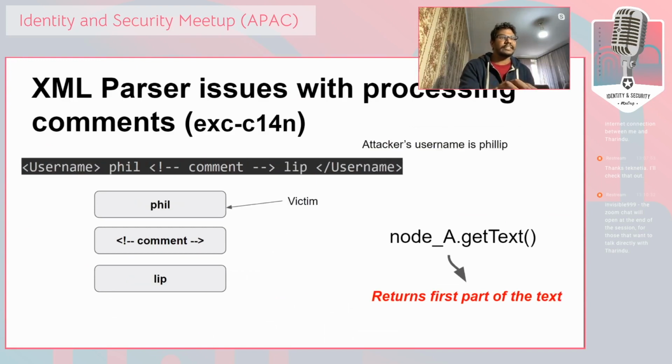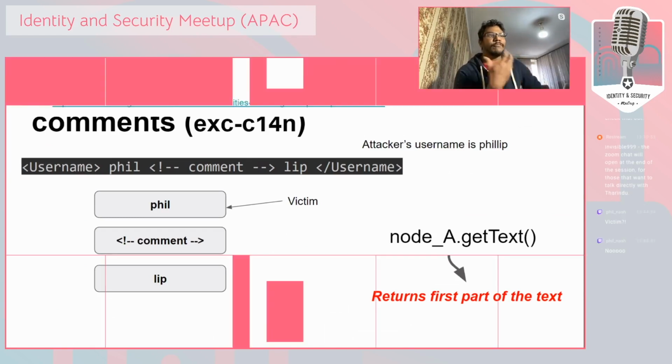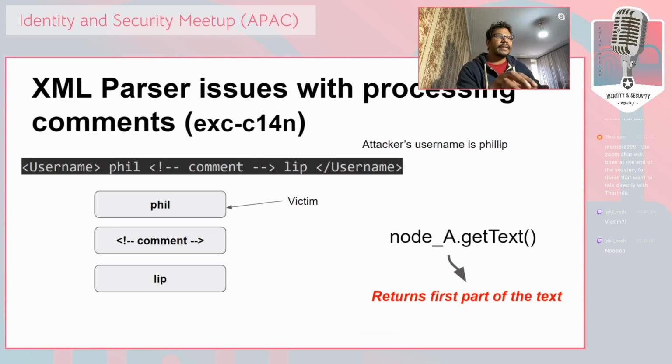So in this example, when you are trying to extract the text of the element username, this actually returns the first part, which is Phil. So my username is Phillips, but inside that you have this comment here. So if this is how my XML parser behaves, it will return Phil instead of Phillips, right?